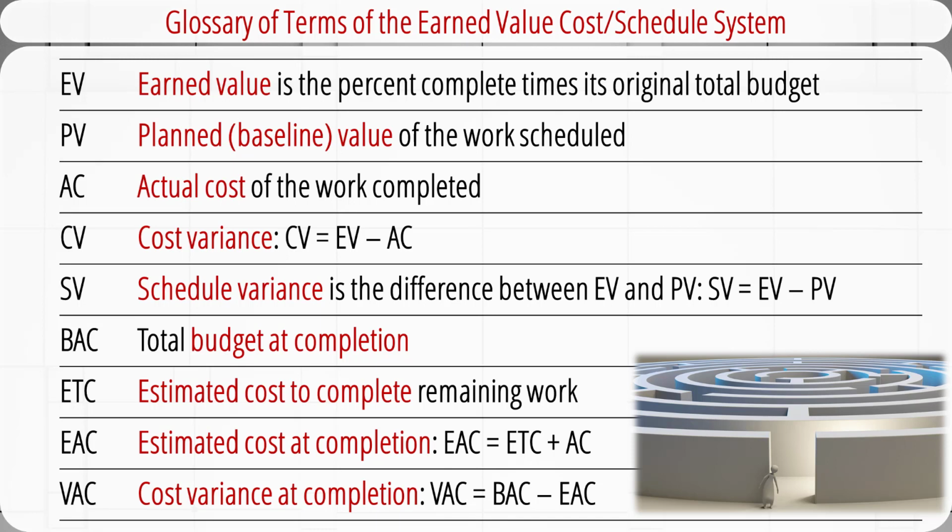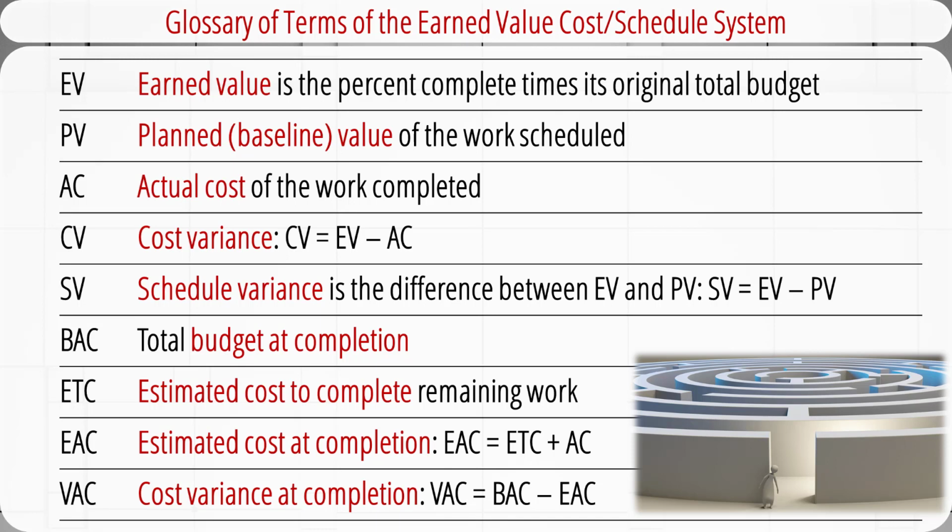SV stands for schedule variance, which is the difference between the earned value and the planned value. A positive schedule variance indicates the earned value is greater than the planned value, and the project is ahead of schedule to date. A negative schedule variance suggests the earned value is less than the planned value, and the project is behind schedule.